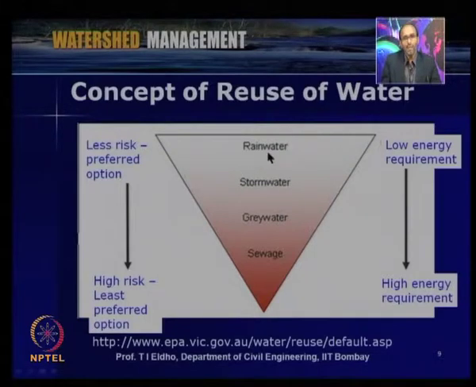Actually, the first two categories, rainwater use or storm water use, are less risk and preferred options. Grey water or sewage water is high risk and the least preferred option, especially for domestic purposes. For rainwater and storm water, the reuse advantage is that the energy requirement is low, so there is no need for much treatment, and we can directly utilize it. But as far as sewage water or grey water is concerned, we have to go for high energy requirement and various kinds of treatment. So we have to see what type of reuse we are looking for and from what source.